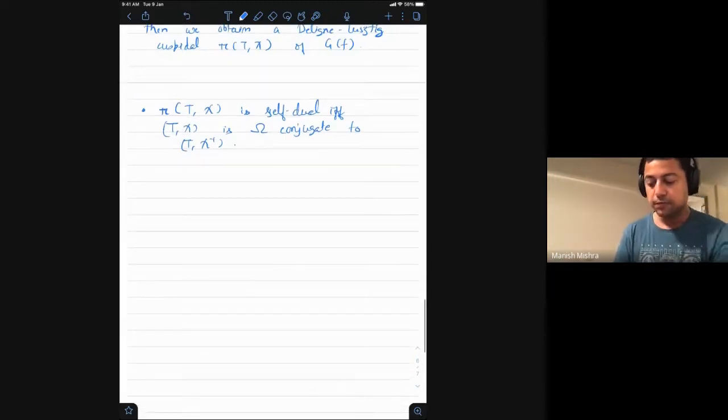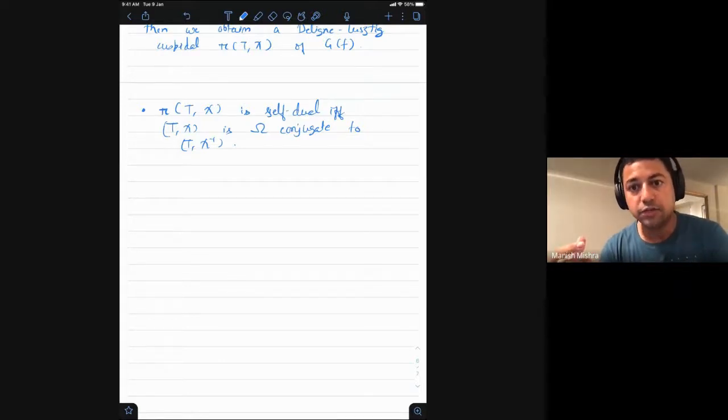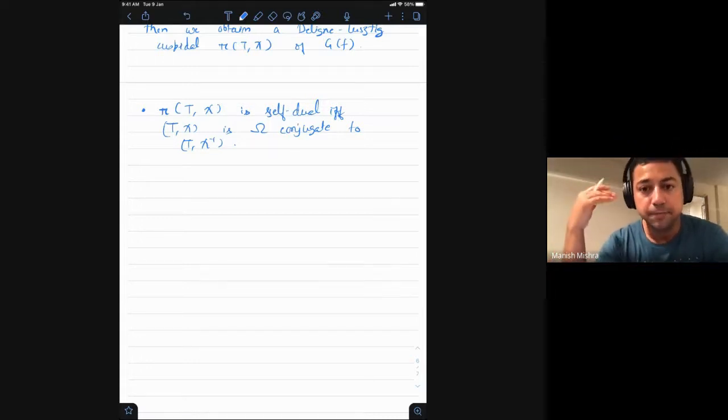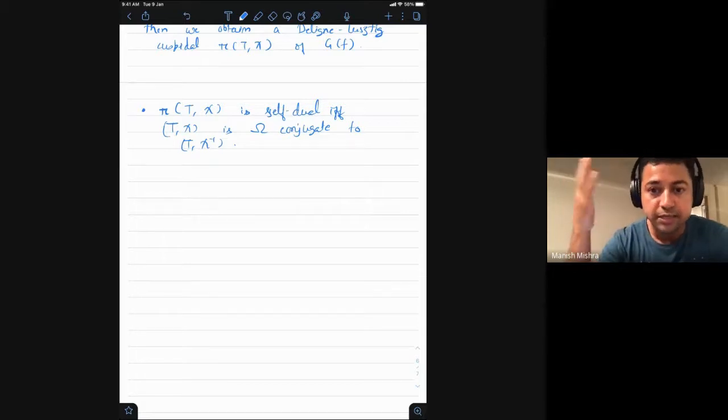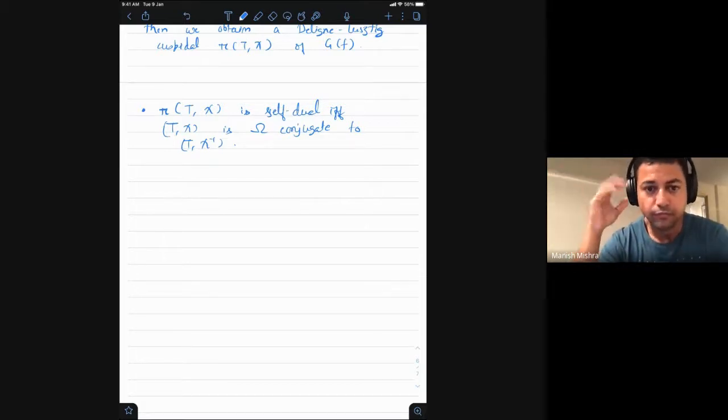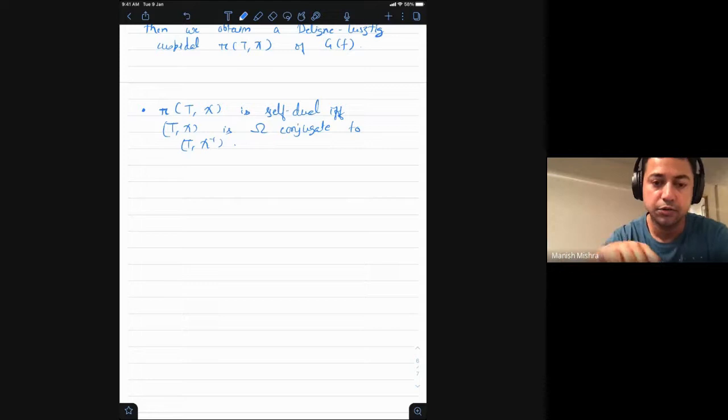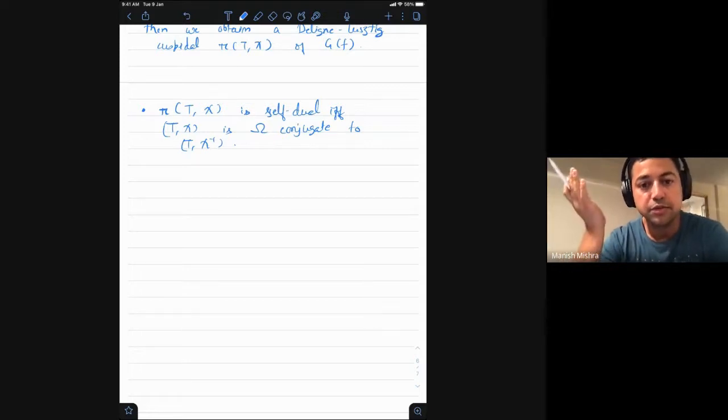Okay, so the self-duality question boils down to properties of this (T, chi), that it should be omega conjugate to (T, chi inverse), and we will use the term conjugate self-dual pair to give a name to this situation.